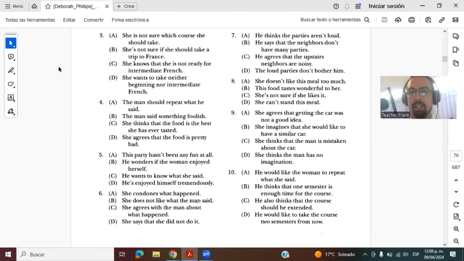Okay, there we go. So number 3 here is going to be A. She is not sure which course she should take. Number 4 is D. She agrees that the food is pretty bad. Number 5 is D. He's enjoyed himself tremendously. Number 6 is C. She agrees with the man about what happened. Number 7 is C. He agrees that the upstairs neighbors are noisy.